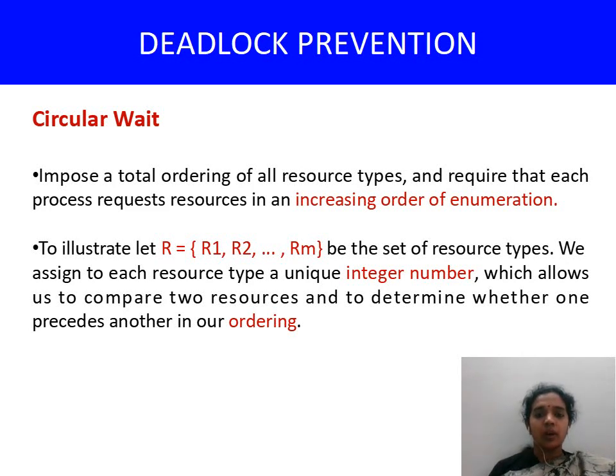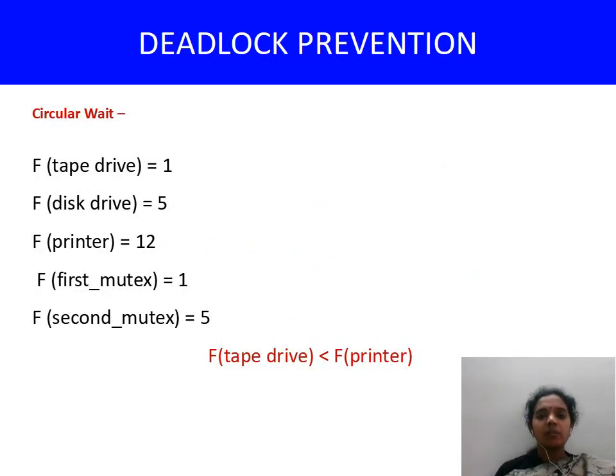To remove the circular wait, just give a number to all the resources. For example, the CPU is 1, the printer is 4, so that the process can request resources in increasing order. By doing this, we can remove the circular wait. Say, for example, we have to set a priority: tape drive is equal to 1, disk drive is equal to 5, and printer is equal to 12. If process 1 wants to use the tape drive and printer, it should first request the tape drive and then go to the printer. So we have to check and compare that the priority of the tape drive is less than the printer.